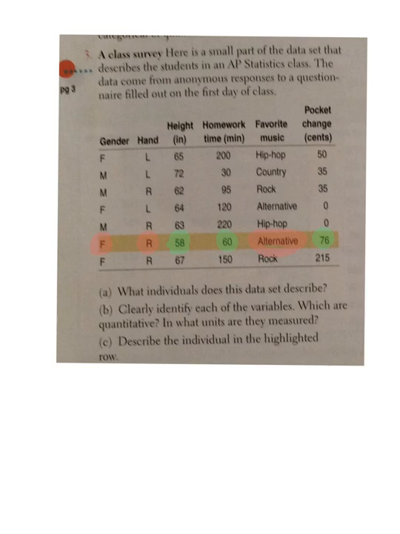And then describe the individual in the highlighted row. So this individual is a right-handed female who is 58 inches tall and spent an hour on her homework and has 76 cents in her pocket. She also has alternative music as her favorite. That's the description of that individual.